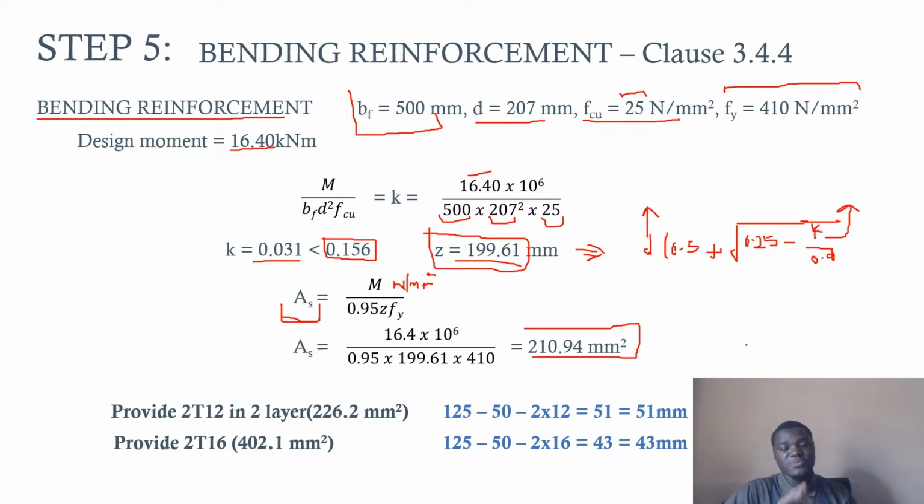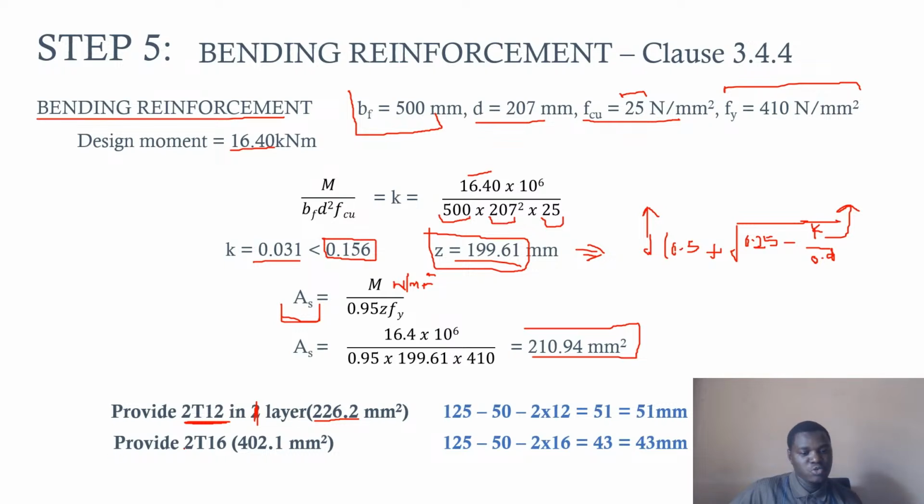So to design for the bending reinforcement, you now provide your reinforcement. You can either do two things. What we want to do here is provide a reinforcement area that is higher than what we calculated. So you can either go for T12, two number of 12 mm reinforcement in one layer. You are going to arrive at this area, 226.2. So 226.2 is slightly higher than 210.